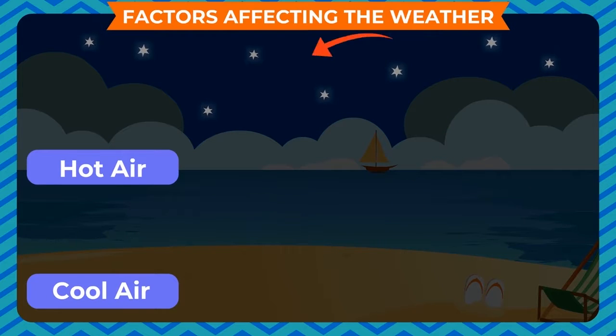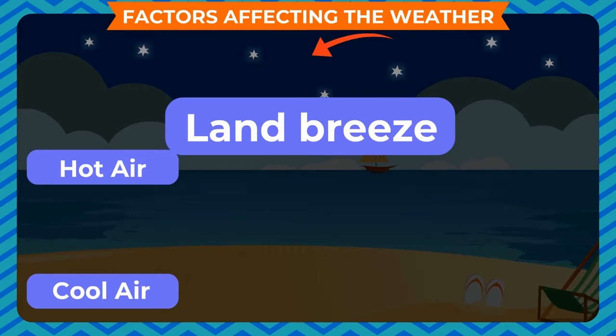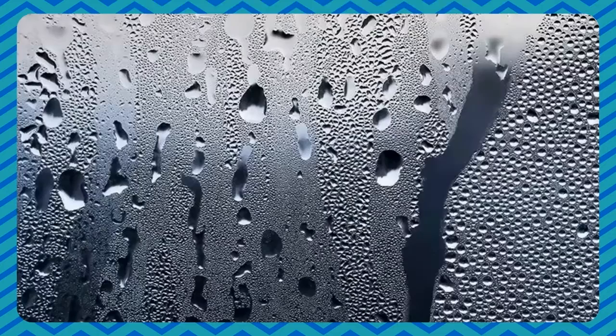At night, the air above the water is warmer than the air above the land because water cools down slowly than the land. So, the hot air above the sea moves up and the cool air from the land rushes to replace the hot air above the sea. It is called land breeze. Land breeze blows during the night.